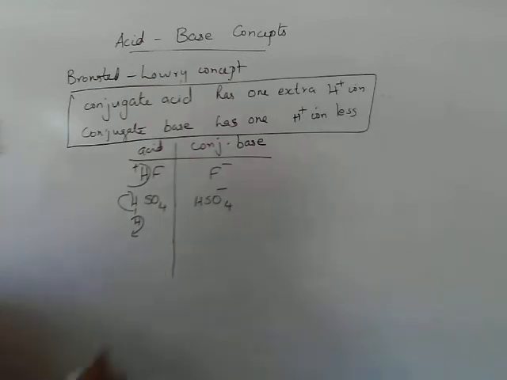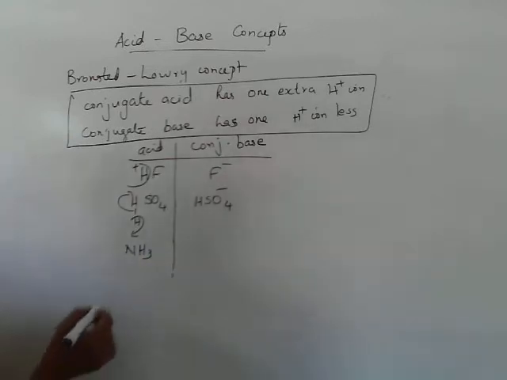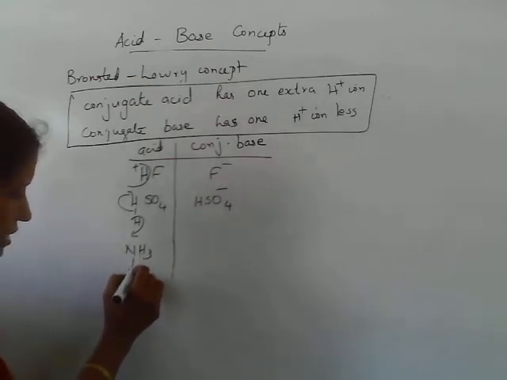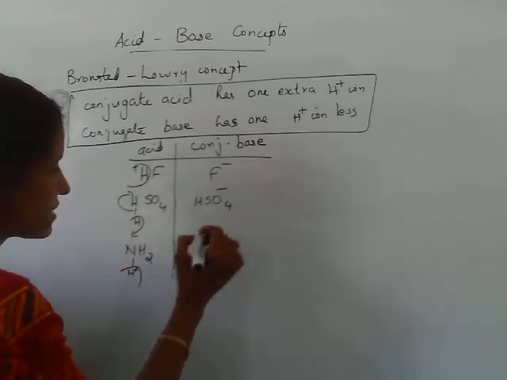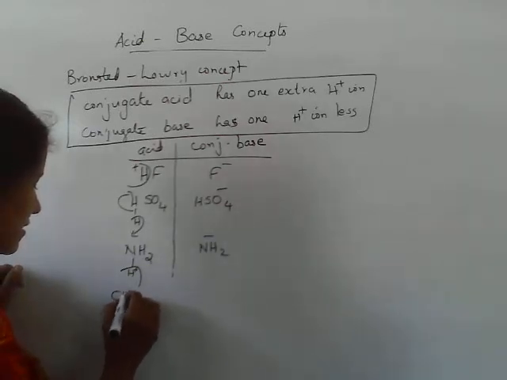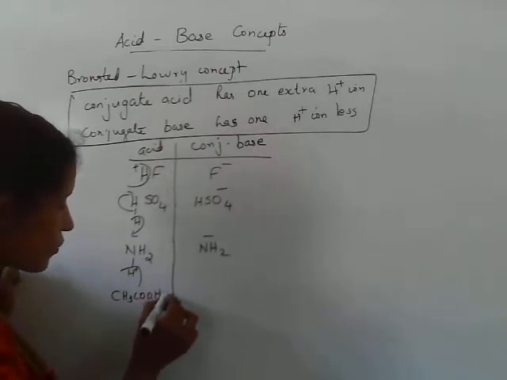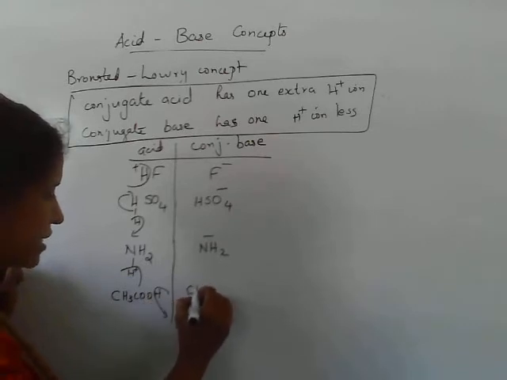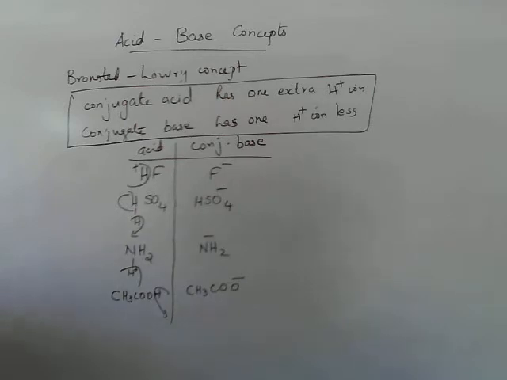Or if you take ammonia. Ammonia, how do we write the conjugate base? By removing 1 H plus ion. If you remove 1 H plus ion, what's remaining? NH2 minus. This is the conjugate base of ammonia. If you take acetic acid, CH3COOH. How do we get the conjugate base? By removing 1 H plus ion. So what is remaining? CH3COO minus, acetate ion, is the conjugate base.